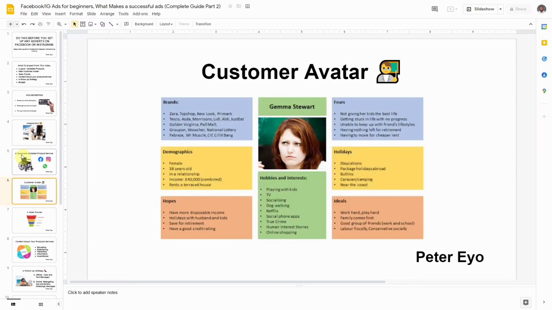Your customer avatar will help you understand why people buy your product. When you have a good understanding of who your customer is, it is easy to target them on Facebook or Instagram. So please make sure you have your customer avatar and watch that video.